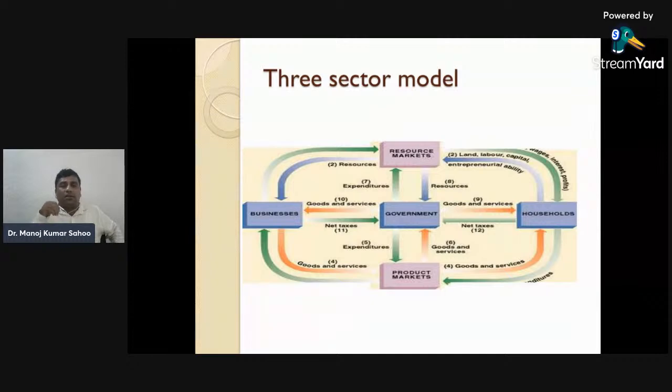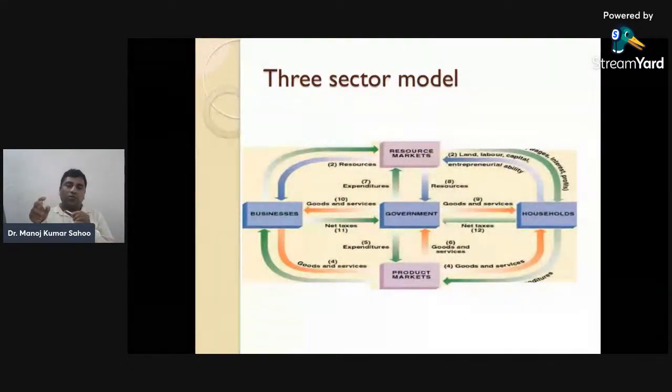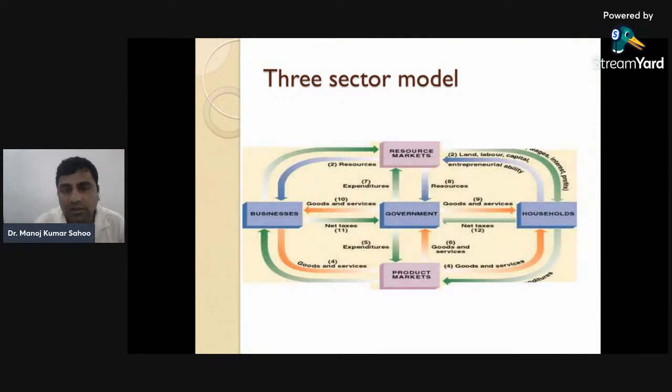So it is called the circular flow of income in the three sector model, because the income of one sector becomes the expenditure of the other sector. As three sectors are involved here, government, household, and business, it is called a three sector model.